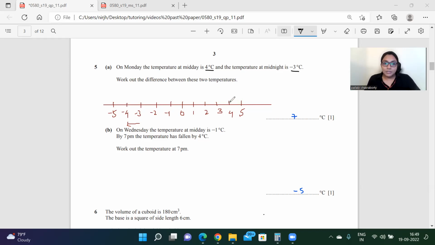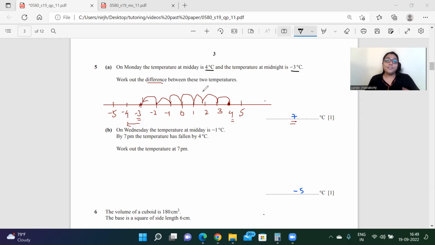At midday, the temperature is 4 degrees Celsius, plus 4. So we are over here. And the temperature at midnight becomes -3. So what is the difference? So what we do, -3 is over here. So how many places do we have to go? 1, 2, 3, 4, 5, 6, 7. So we go 7 places, or the 4 degrees Celsius decreases by 7 degrees to reach -3. I hope this part is clear.